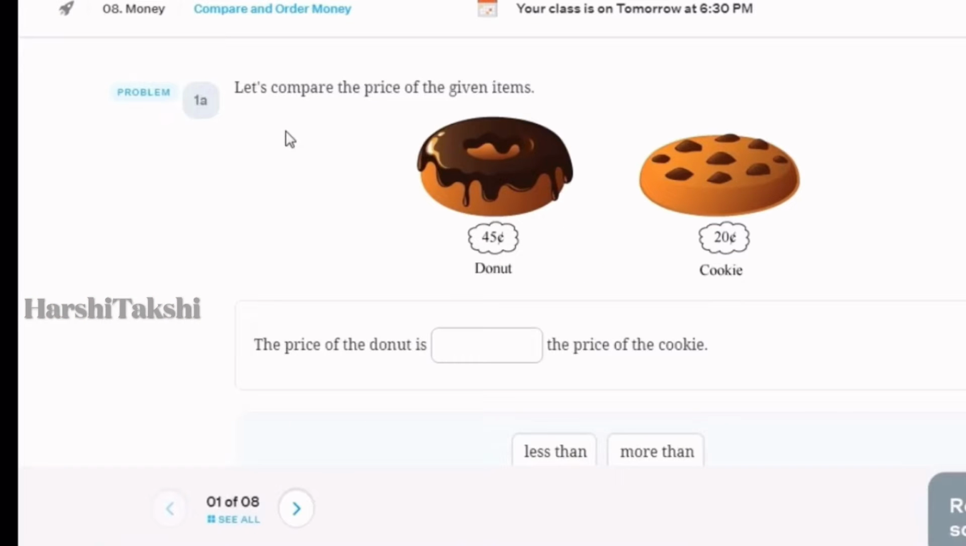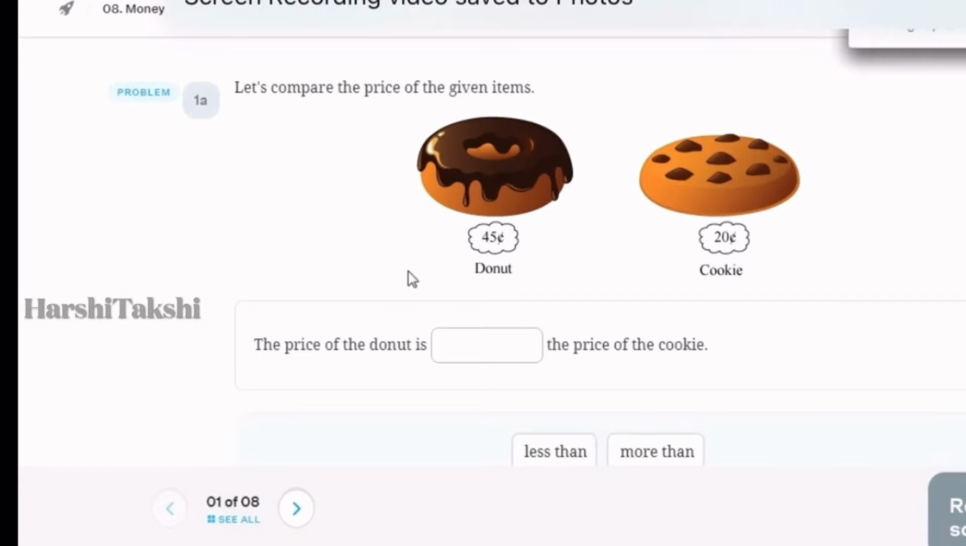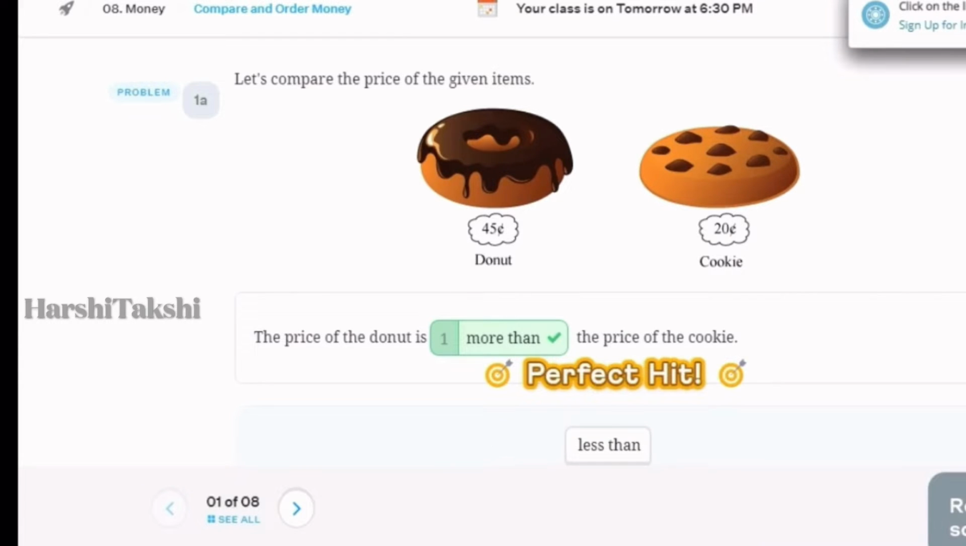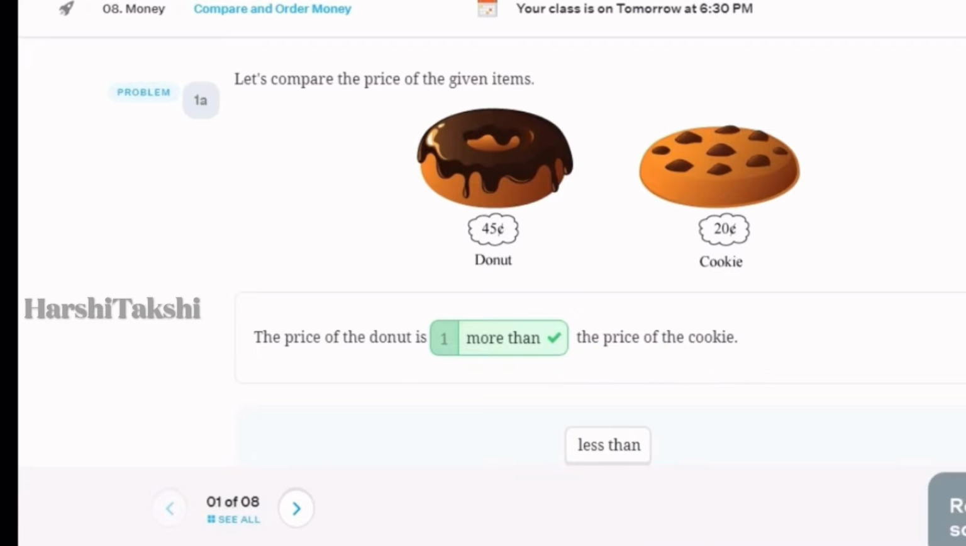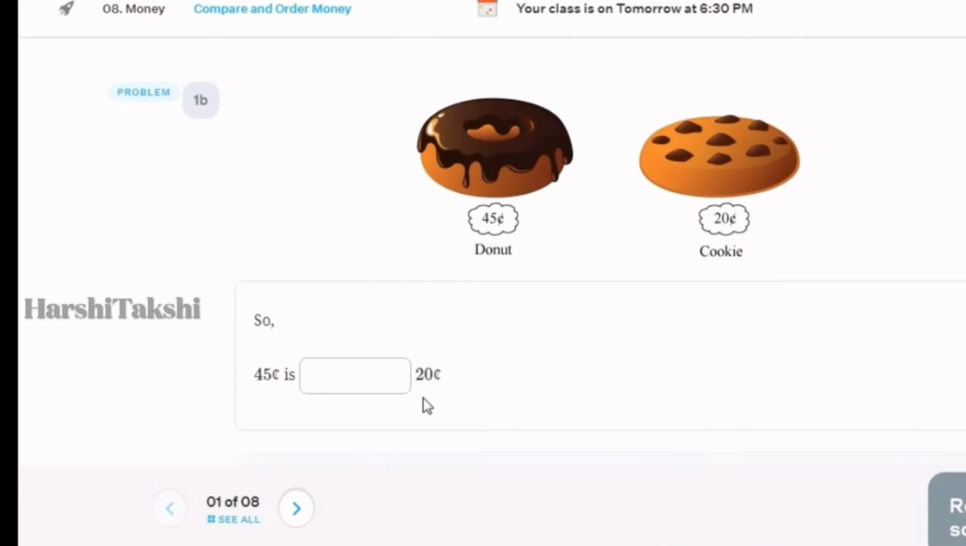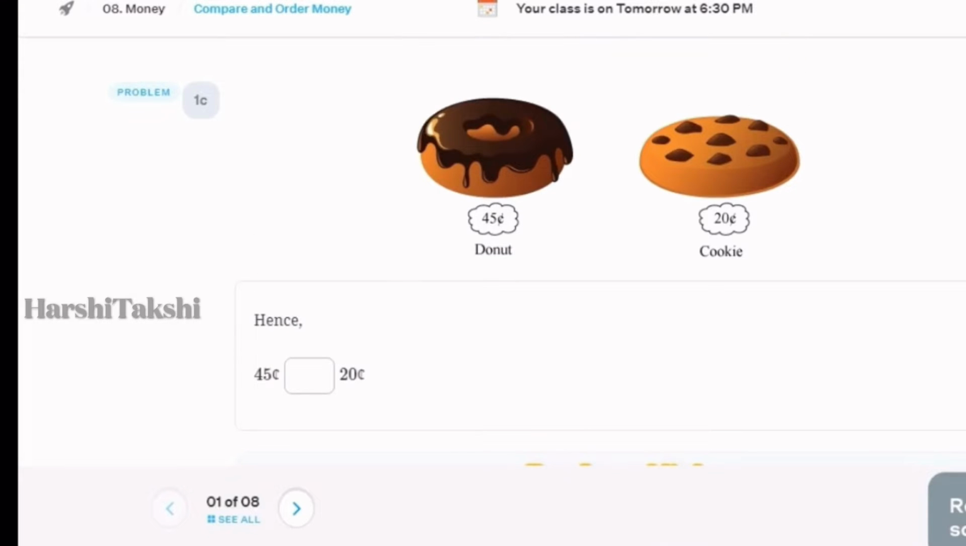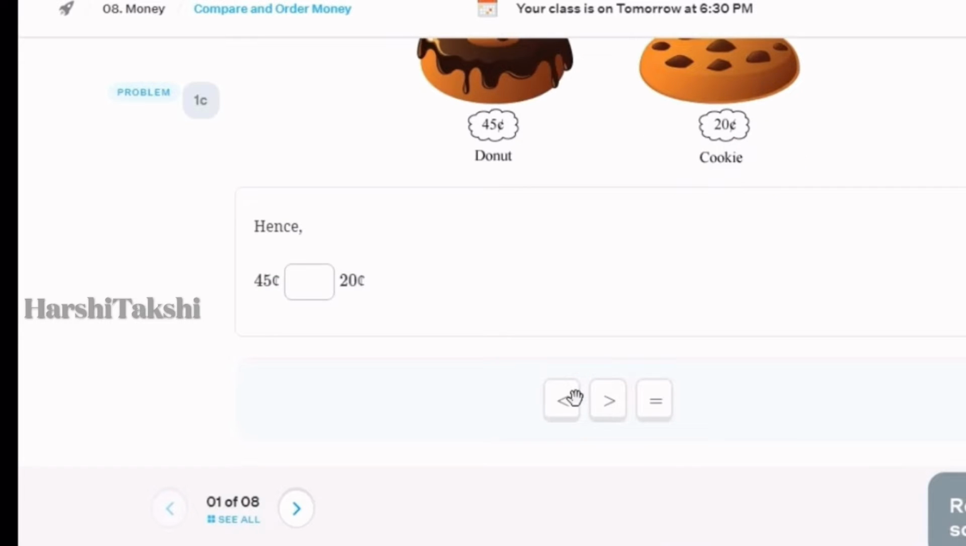Let's compare the price of the given items. The price of the donut is more than the price of the cookie. So 45 cents is more than 20 cents. Hence.